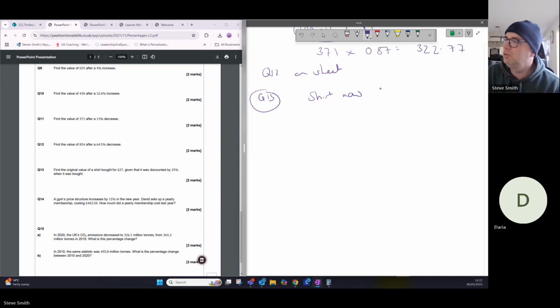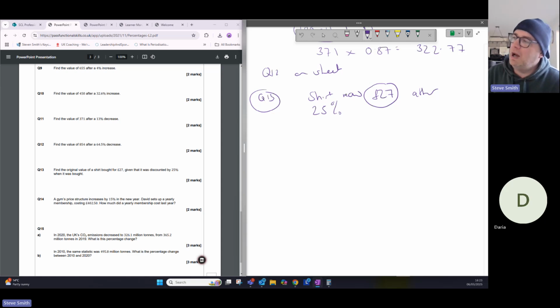Shirt now £27 after, and again, I don't want to write the question down in full. Shirt now 27 after 25% discount. So what is it saying about that 27? It's saying that that's the value after I've taken off 25%.